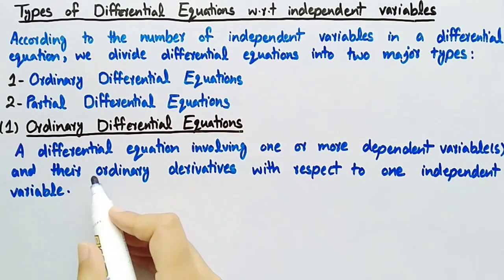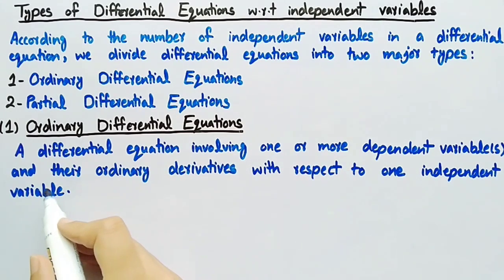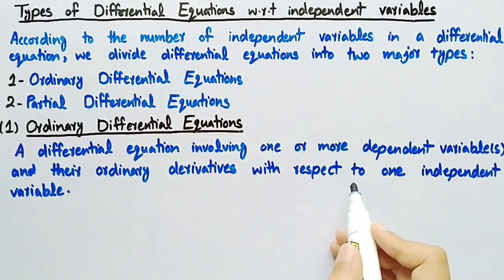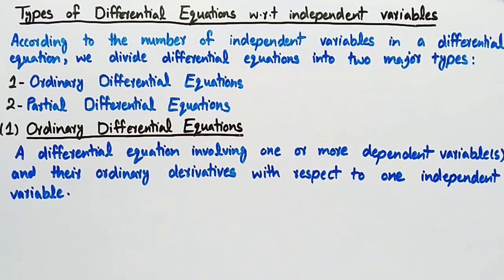A differential equation involving one or more dependent variables and their ordinary derivatives with respect to one independent variable. In simple words, it can be said that an ordinary differential equation can have one or more dependent variables but has just one independent variable. So, in case of ordinary differential equation, one or more dependent variables depend on a single independent variable.